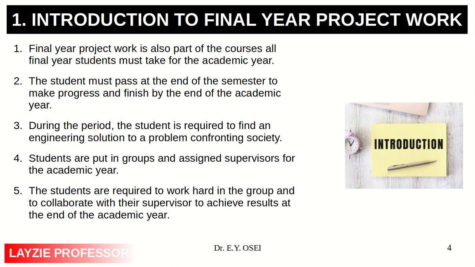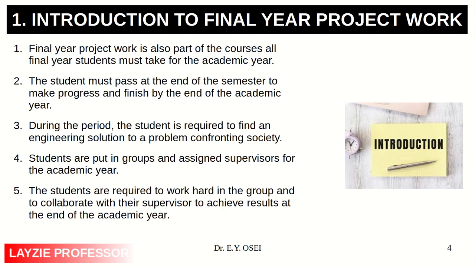And because this project is just like any other course that you have to take, you must pass at the end of the semester in order to make progress to the next level. So at the end of the first semester, you will be assessed, and at the end of the assessment, you should be able to pass so that you can make progress to the second semester. Most of the time, if you are not able to pass the first semester, you will not be allowed to even go on further into the second semester. It's an automatic repeat for you.